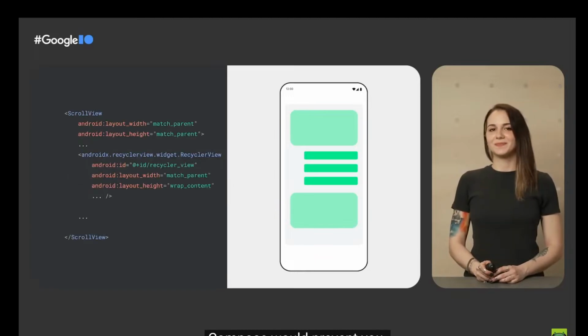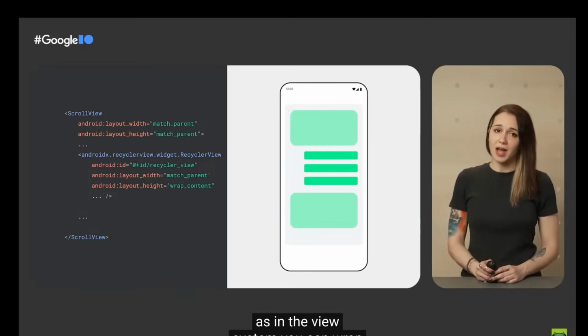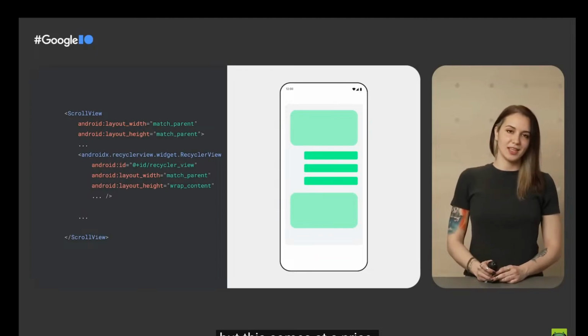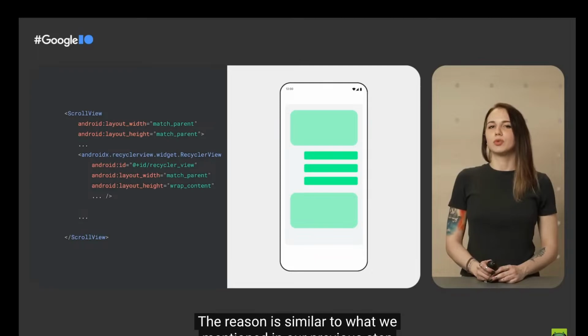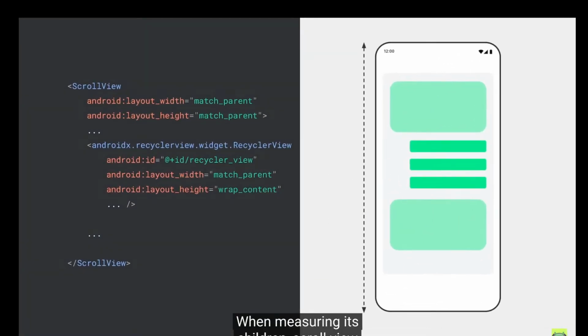Compose would prevent you. I know this might sound confusing, as in the view system you can wrap a recycler view inside a scroll view, but this comes at a price. The performance will be impacted severely. The reason is similar to what we mentioned in our previous tip on 0 pixel sized items. When measuring its children, scroll view would do so with infinite allowed height, allowing your recycler view to be unconstrained and subsequently allowing it to create all of its items instantly and invalidating its recycling purpose.